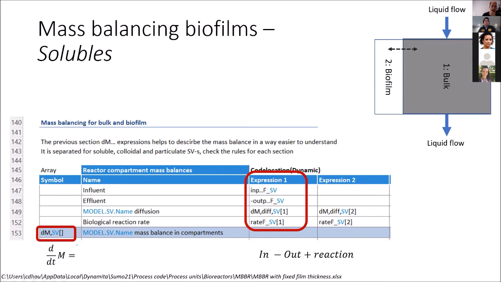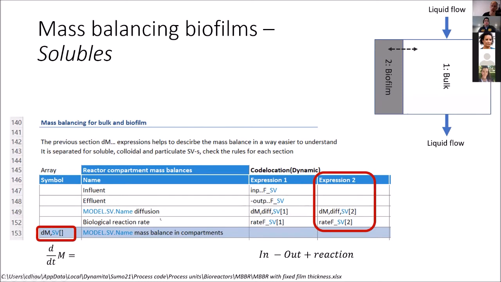And so there's the mass balance equation implemented in the simulation package, where each element, or each term if you will, in the biofilm mass balance is a line item in a matrix. So influent, effluent, diffusion, and biological reaction. Similarly, if we look for the biofilm itself, it's almost the same, except we don't have inflow or outflow because the liquid flow is always communicating with the bulk liquid, not directly with the biofilm.